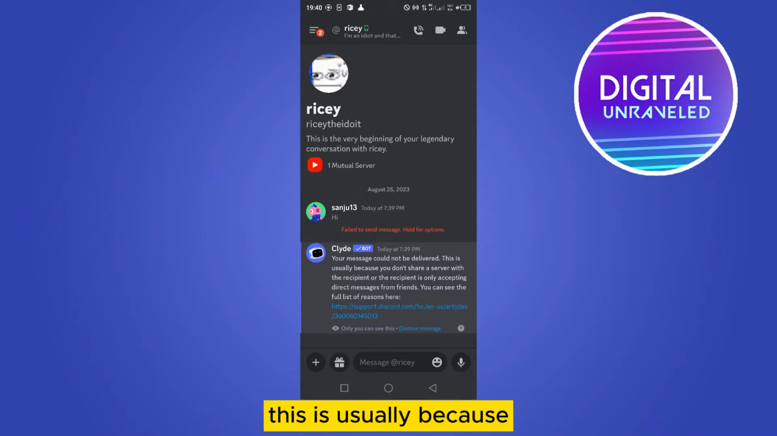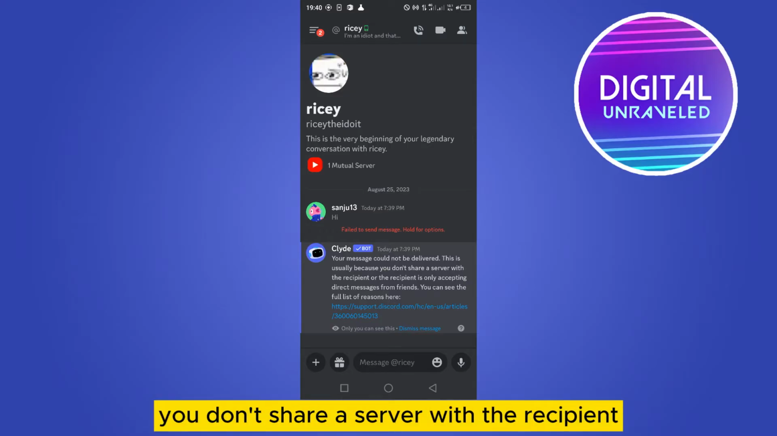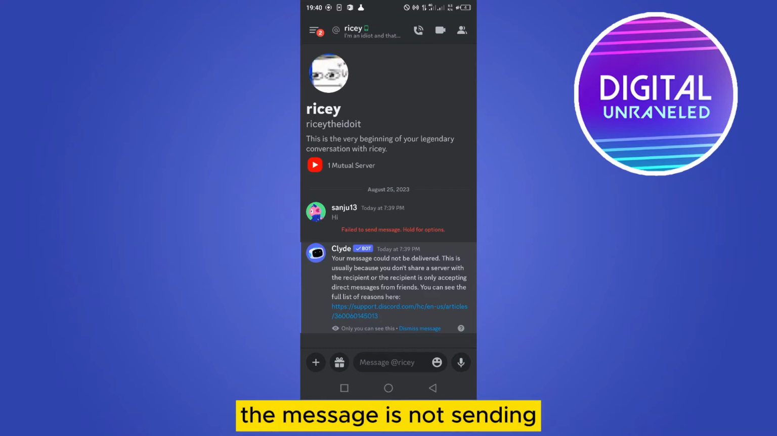This is usually because you don't share a server with the recipient. So the first reason can be you do not share that particular server with that recipient. For this reason, the message is not sending.